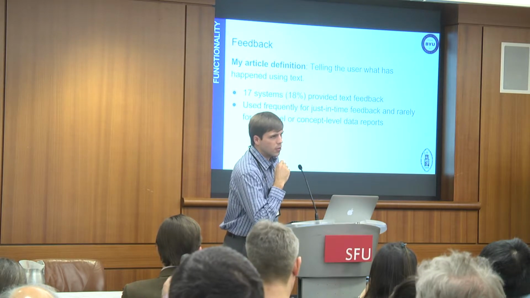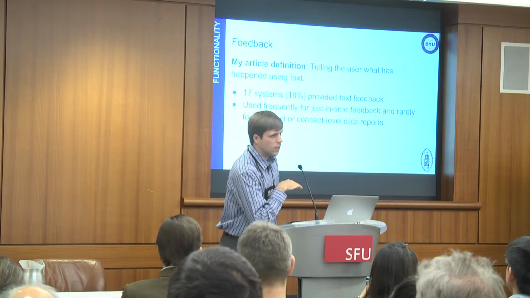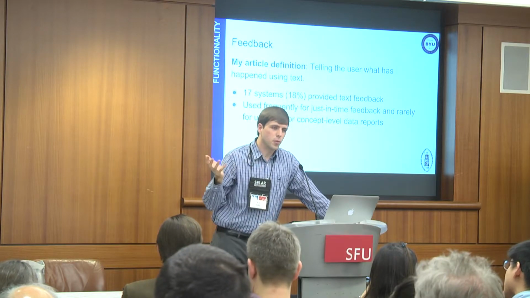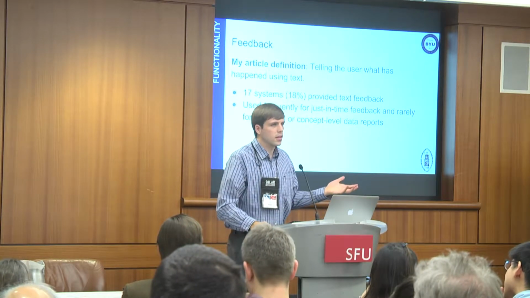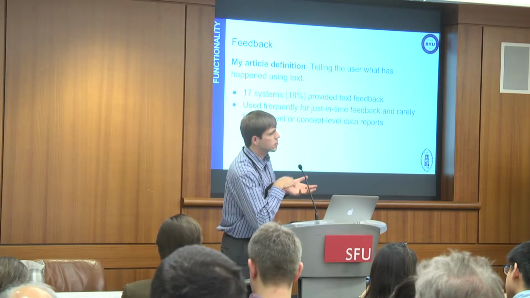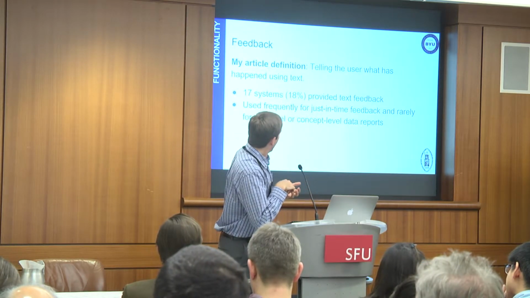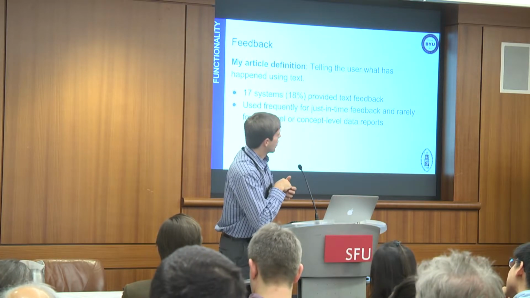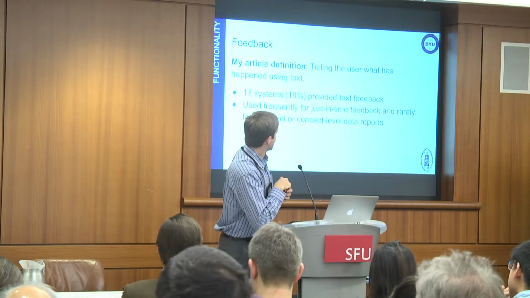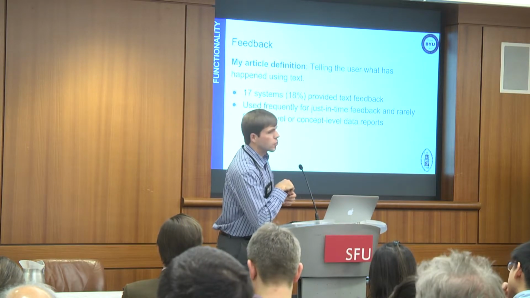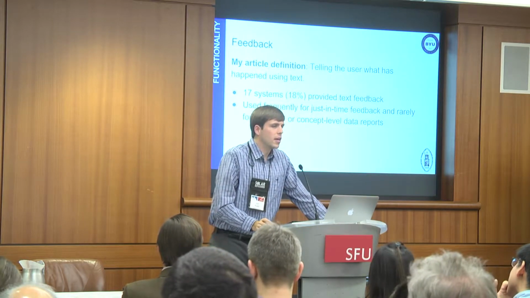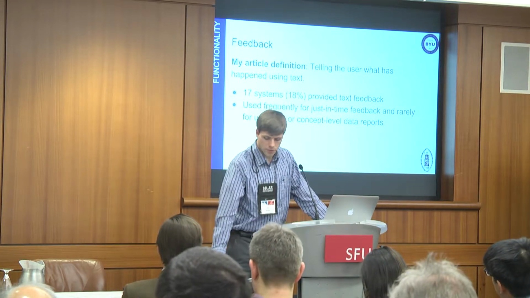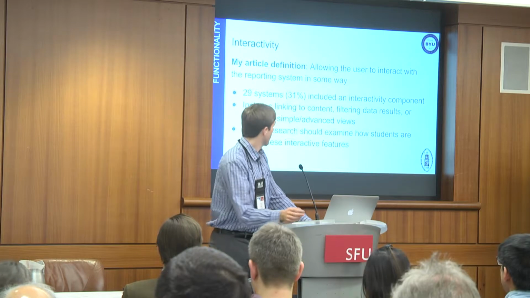The feedback category was defined as purely text feedback because visualizations were taken care of in a different category and recommendations were taken care of, so feedback was specifically just text feedback. And 18% of the articles provided text feedback. It was used frequently for just-in-time feedback and not as frequently for unit level or concept level feedback.